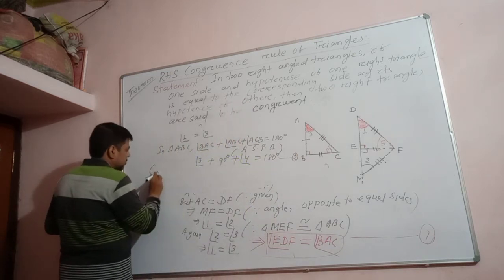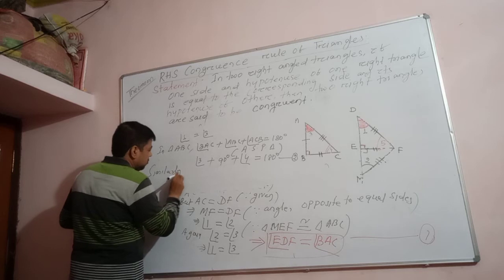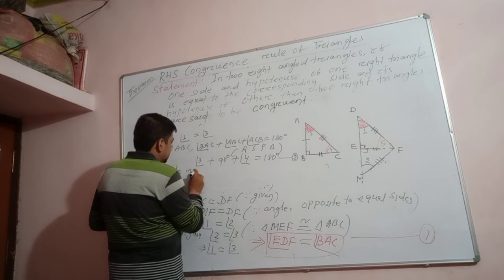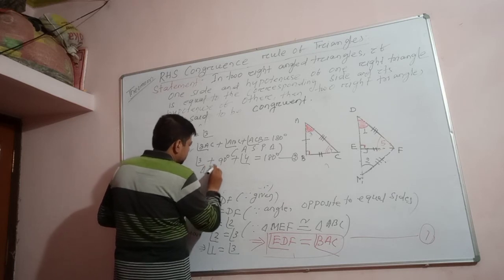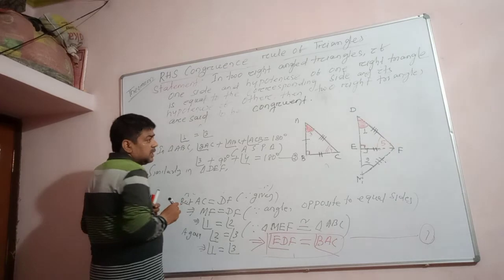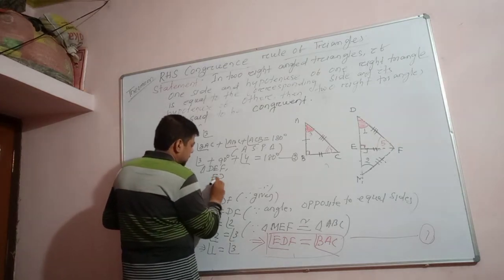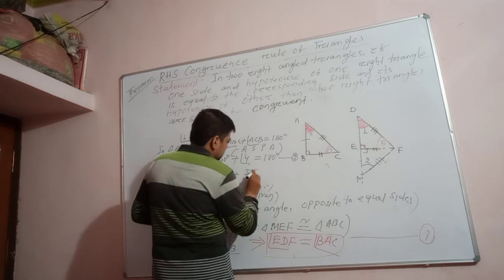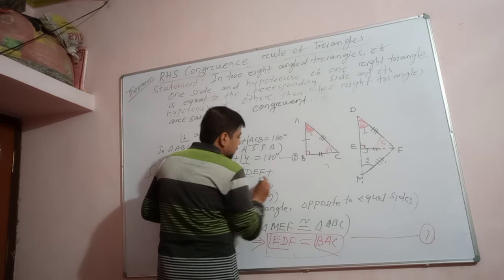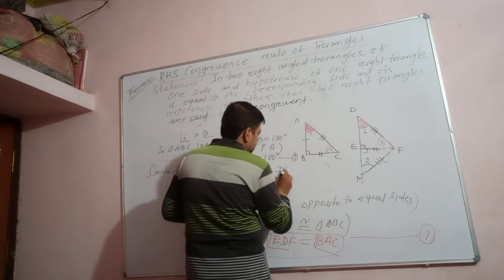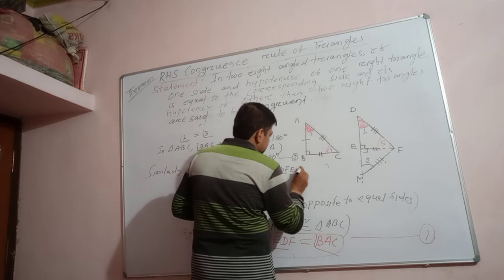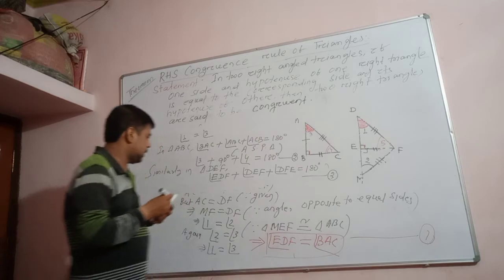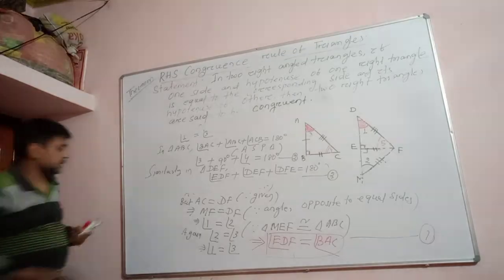Similarly, in the right triangle DEF, you see now EDF angle plus DEF angle plus DFE angle is equal to also 180 degree. Similar property, angle sum property of triangle, sum of the angles. Right? Right, this one.